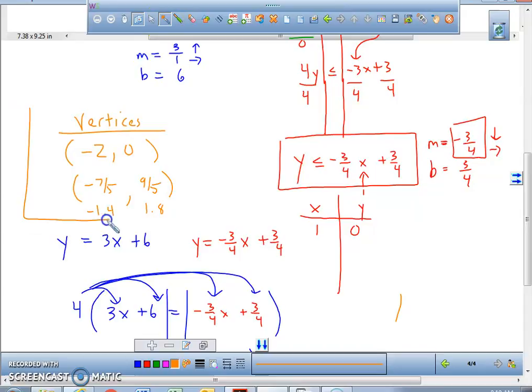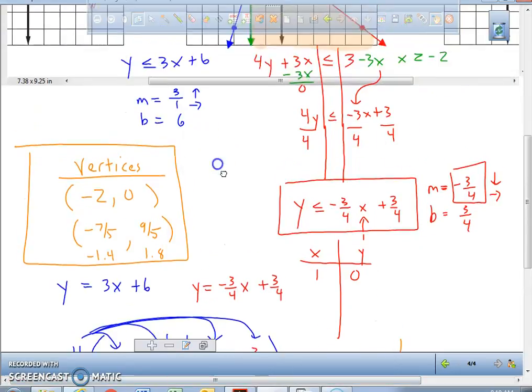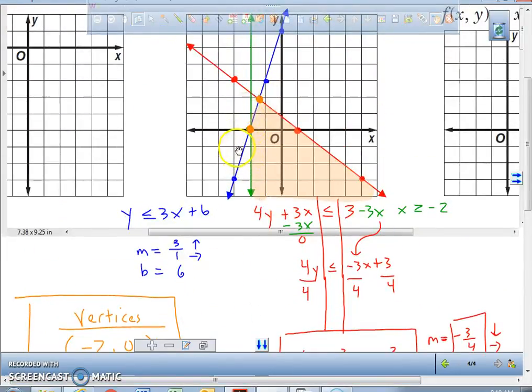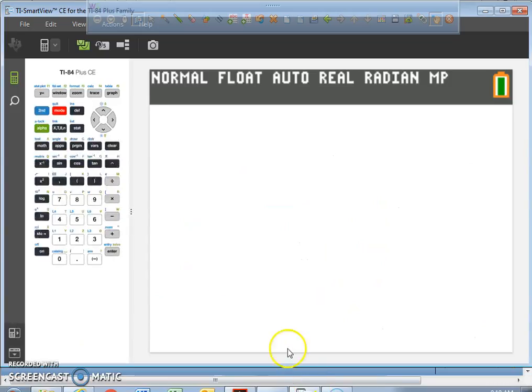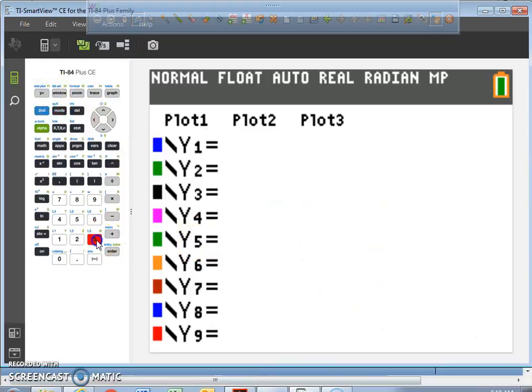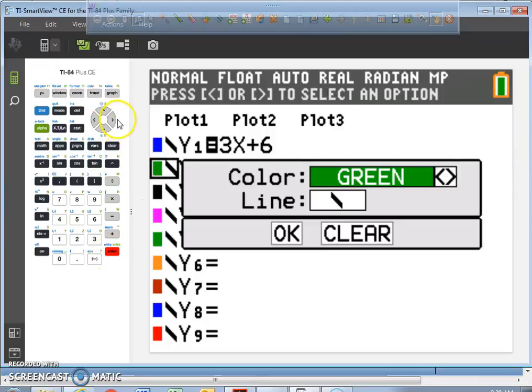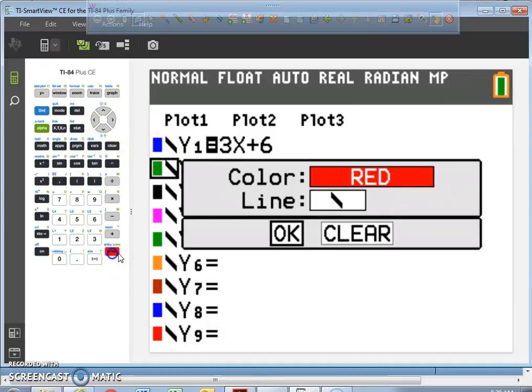You're like, that is a lot of math by hand. Can we use the graphing calculator? Sure, you can use the graphing calculator, but what two lines do we have to plug in? We got to plug in the blue and the red. So go to your graphing calculator, I'll show you how easy it is. Hit y equals, type in 3x plus 6. Go down here, I'm going to change this to red so you guys see I'm talking about the red line and not the green line. There we go. Changing it to red. Press OK.